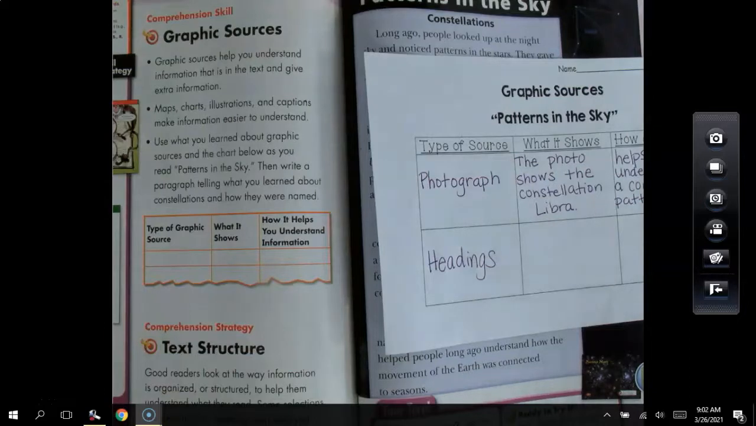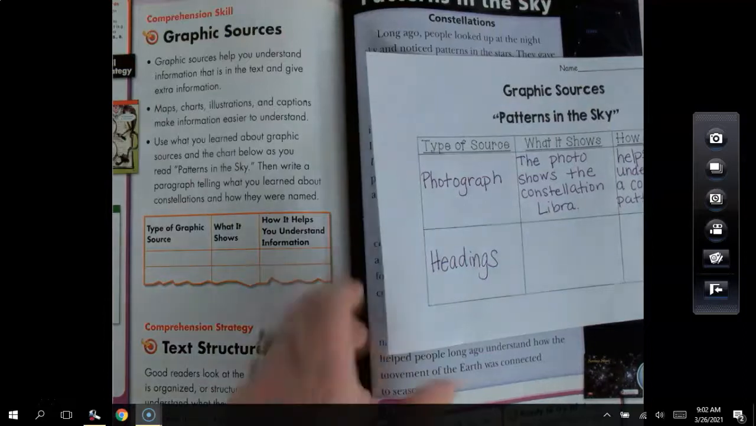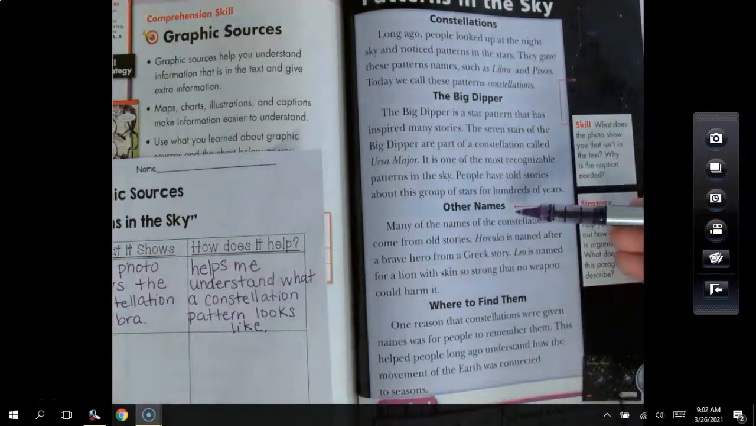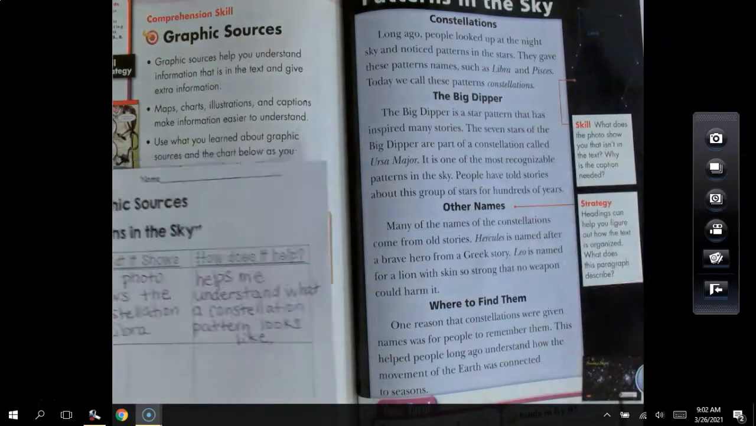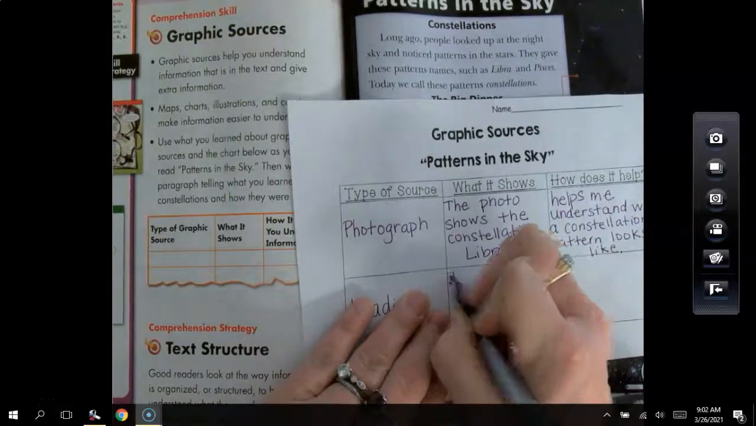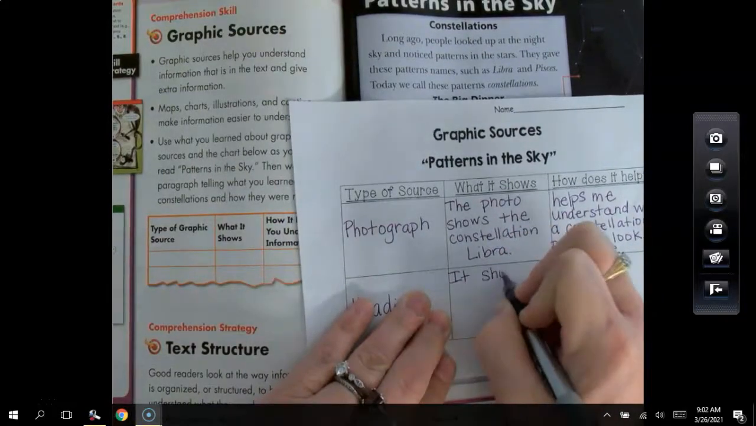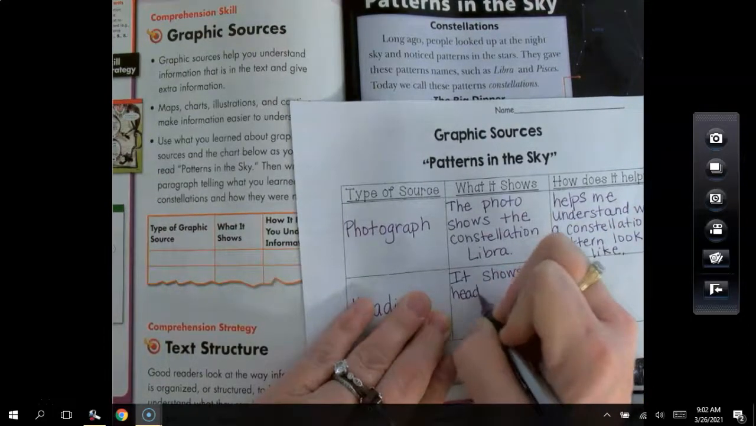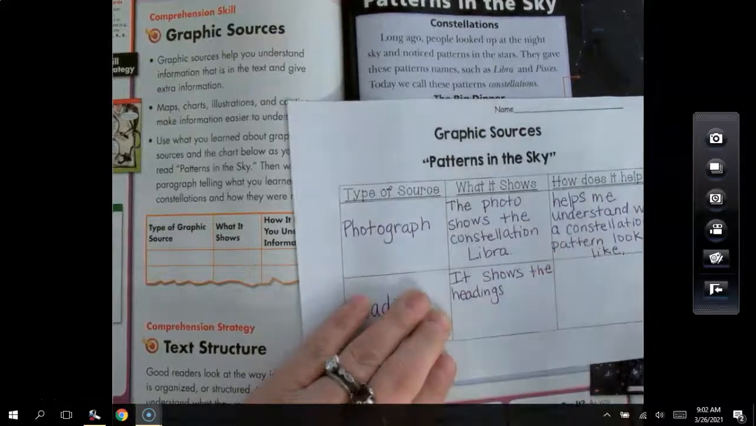Okay, what does it show? What does headings show us? What do you think? I see constellations, I see the Big Dipper, I see other names, and I see where to find them. Those are my headings. That's what it shows. It shows the headings, and then I can list them. So it shows the headings, and now I'm going to list them.